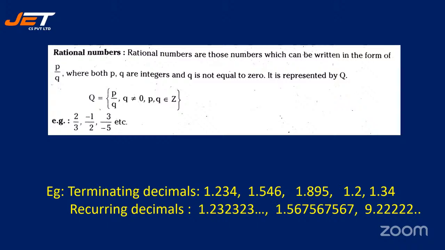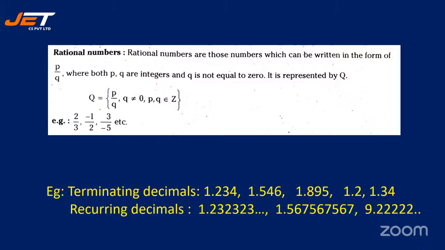All right. So rational numbers are those numbers which can be written in the form of p by q, where both p and q are integers and q is not equal to 0. It is represented by capital Q. Examples are 2 by 3, minus 1 by 2, 3 by 5, 3 by minus 5, minus 3 by 6, and so on.